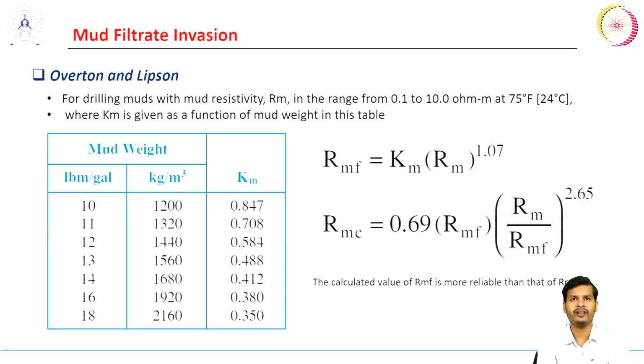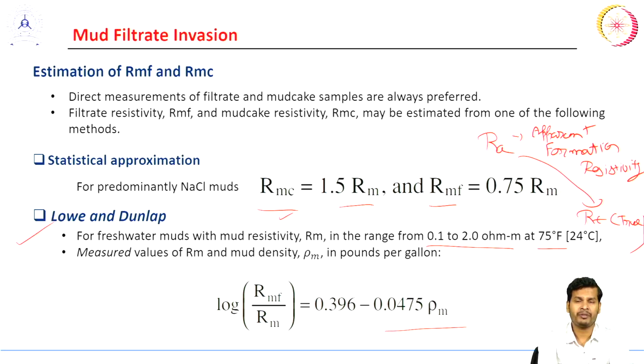You can use the Overton and Lipson correlation also, which relates the mud resistivity and mud cake and mud filtrate resistivity like this, where Km is given depending upon the density of the mud. It can be calculated according to the following table. Once again, it works when Rm is in the 0.1 to 10 range and temperature is around 25 degrees Fahrenheit. So these are the few correlations. Depending upon the mud type, you might choose a correlation which might be suitable for your calculations.